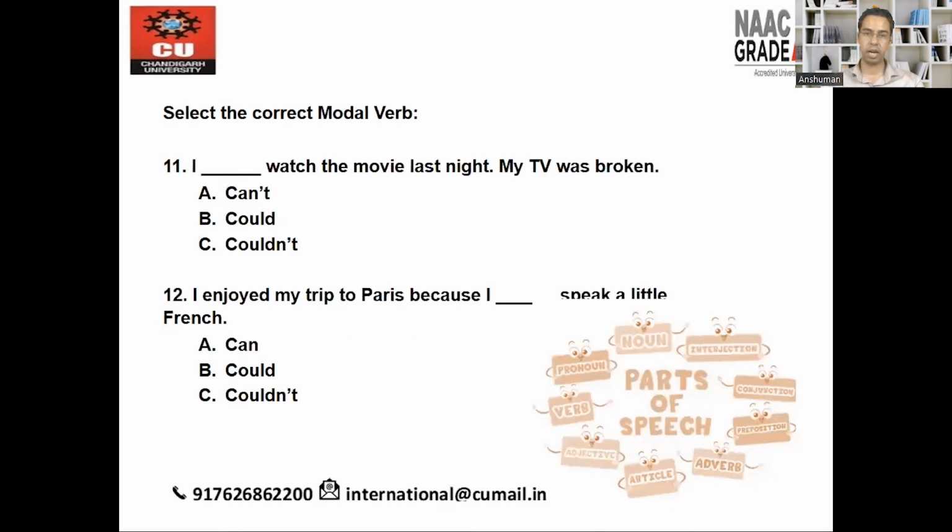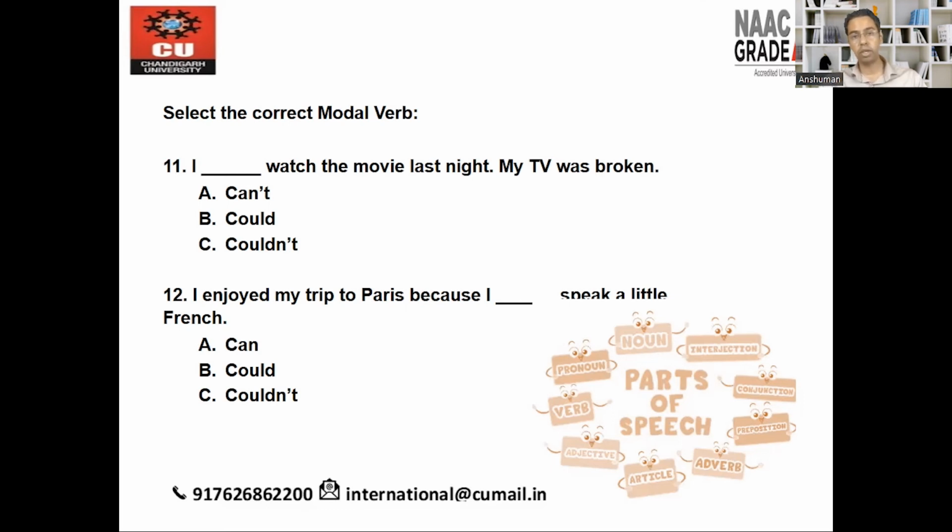Now, let us understand question number 11. I dash watched the movie last night. My TV was broken. So here there are three answers. Can't, could, couldn't. We cannot be using can't because this sentence is talking about a past event, right? Had this event happened in present, we would have been using can't, but since this event has happened in the past, we will be using couldn't.